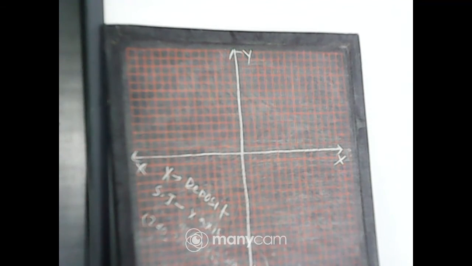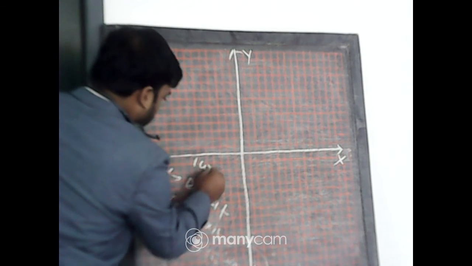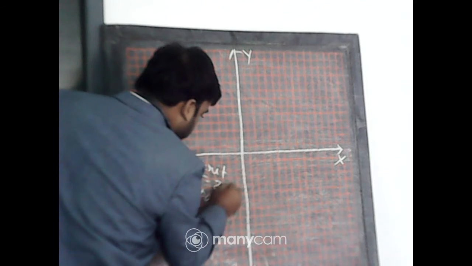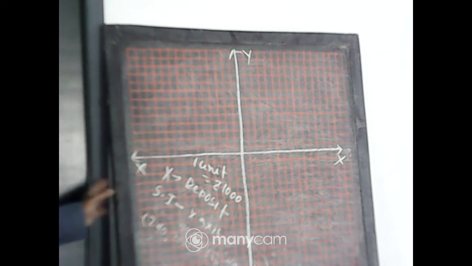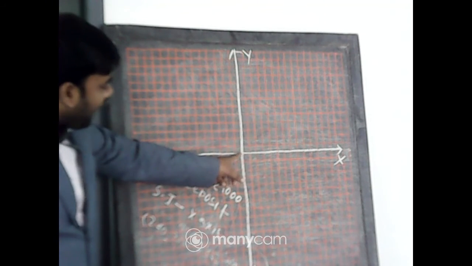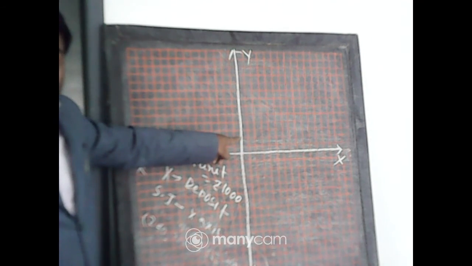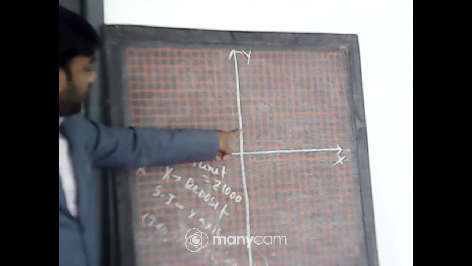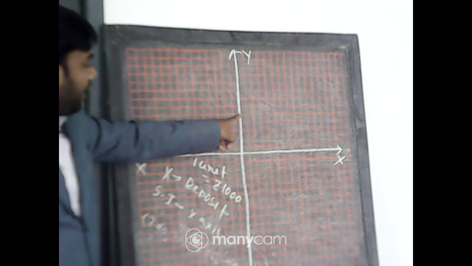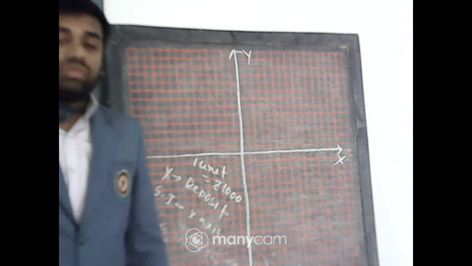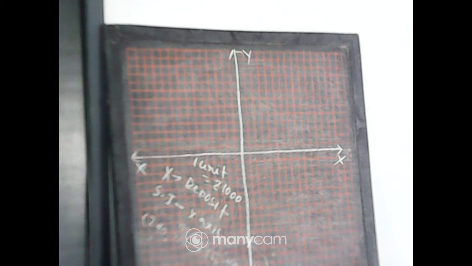Okay, so I am taking here 1 unit equal to rupees 1000. What does it mean? It means from that point along the y axis, 1 unit is 1000, 2 is 2000, 3 is 3000, 4 is 4000, 5 is 5000. So each unit along the y axis denotes rupees 1000. Clear? Is it clear, all of you?